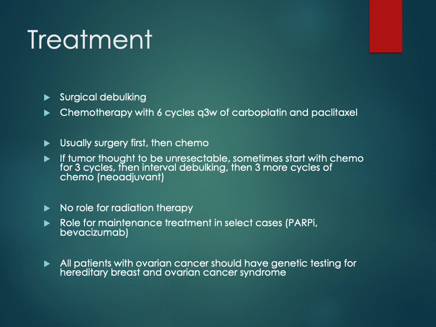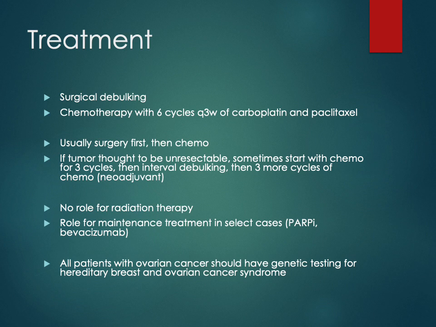The mainstay of treatment for ovarian cancer is surgical debulking, followed by chemotherapy with 6 cycles every 3 weeks of carboplatin and paclitaxel. There are those patients that you cannot surgically debulk, and in those patients, sometimes we'll start with chemotherapy, do an interval debulking, and then give more chemotherapy in a neoadjuvant setting.